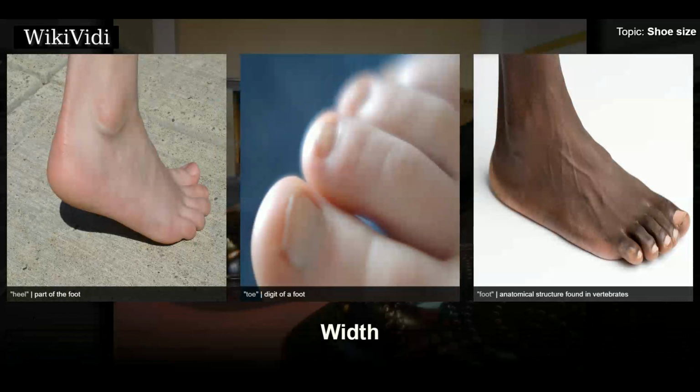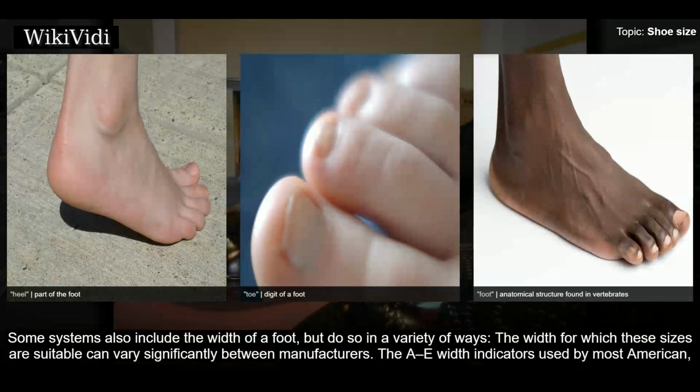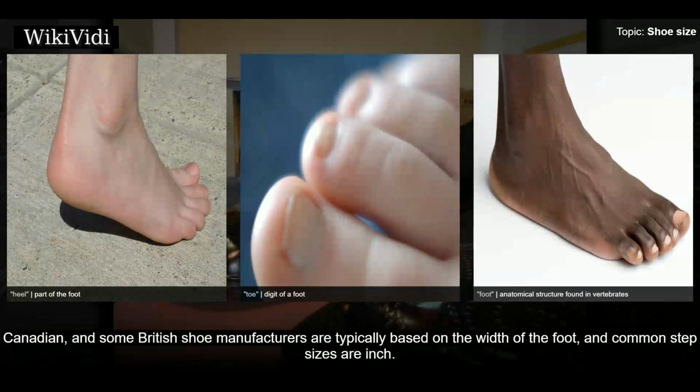Width. Some systems also include the width of a foot, but do so in a variety of ways. The width for which these sizes are suitable can vary significantly between manufacturers. The AE width indicators used by most American, Canadian, and some British shoe manufacturers are typically based on the width of the foot, and common step sizes are inch.